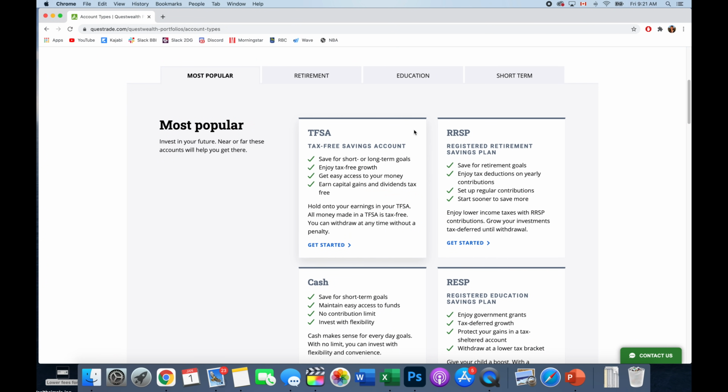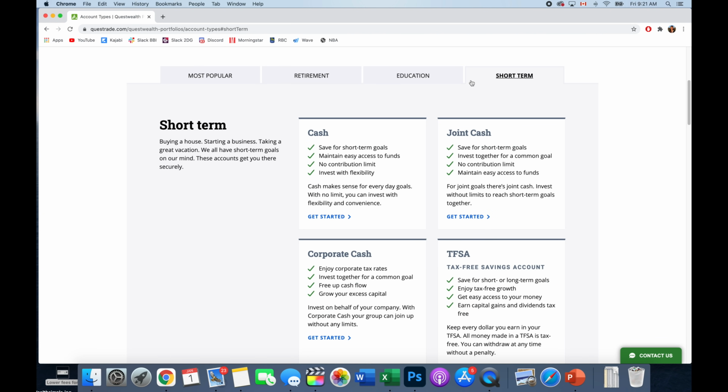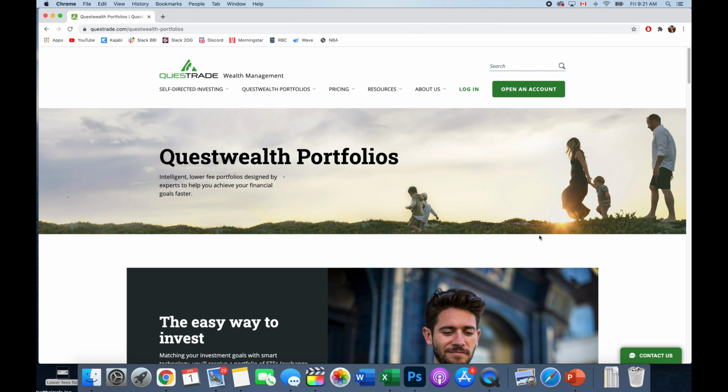But in terms of the account types that this platform offers, they offer really the full range of account types, from TFSAs to RRSPs, cash accounts, education plans, RESPs, spousal RSPs, locked in retirement accounts, corporate accounts. They don't offer margin accounts because you wouldn't be using that with a Robo-Advisor service, but that's pretty much the rundown. On Questwealth, they offer a wide variety. You will easily be able to find the account type that suits you best.